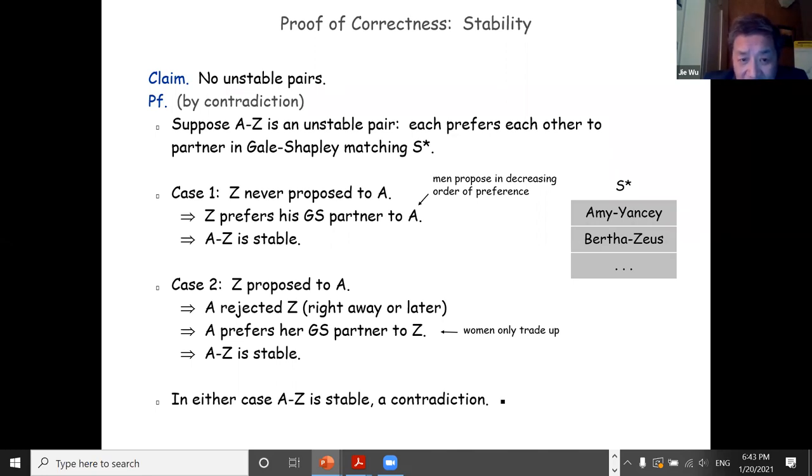Then the other case: suppose Z proposed to A at a certain stage, but A rejected Z, right? You propose to A, and she rejects. Why does she reject? The reason is that she prefers her current partner to Z. Again, this is a contradiction. So based on these two contradictions, you can say you will never have an unstable pair, okay? For the details, you can look at that. So this is a very elegant proof of the Gale-Shapley matching algorithm.